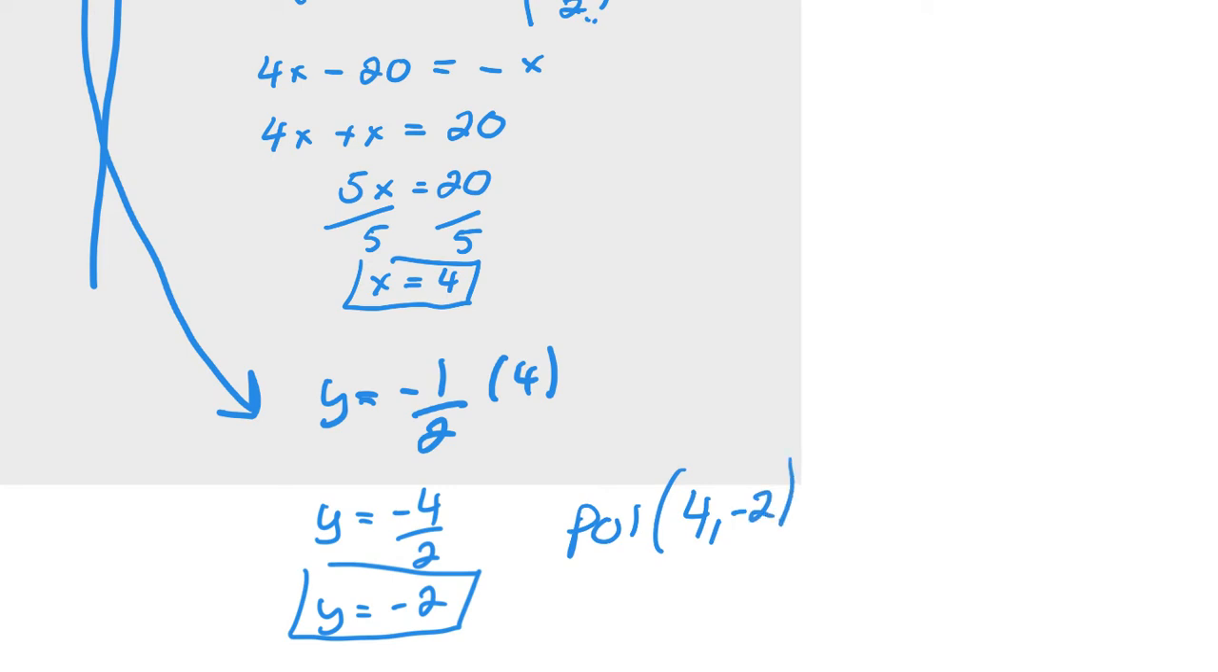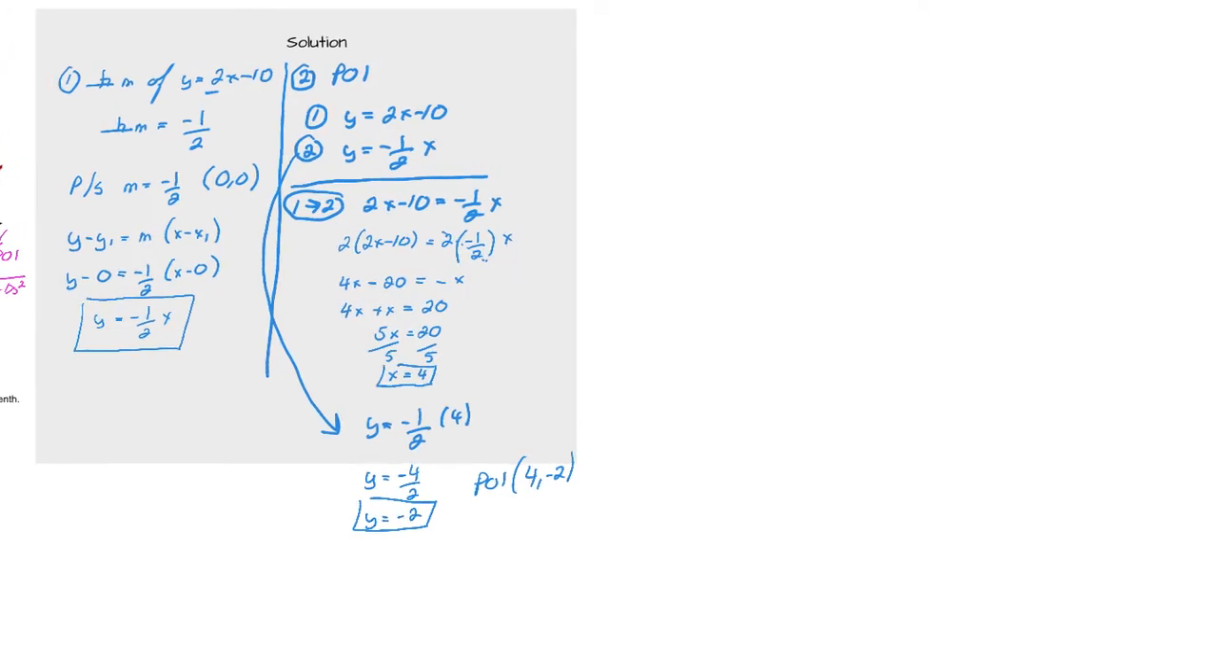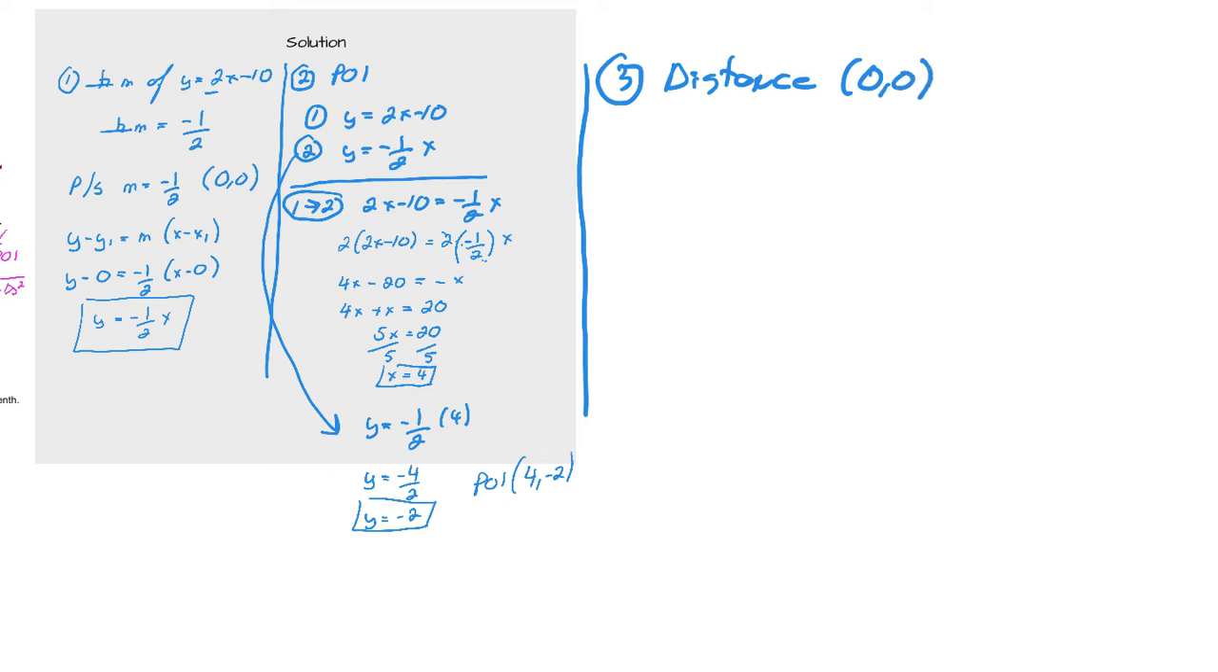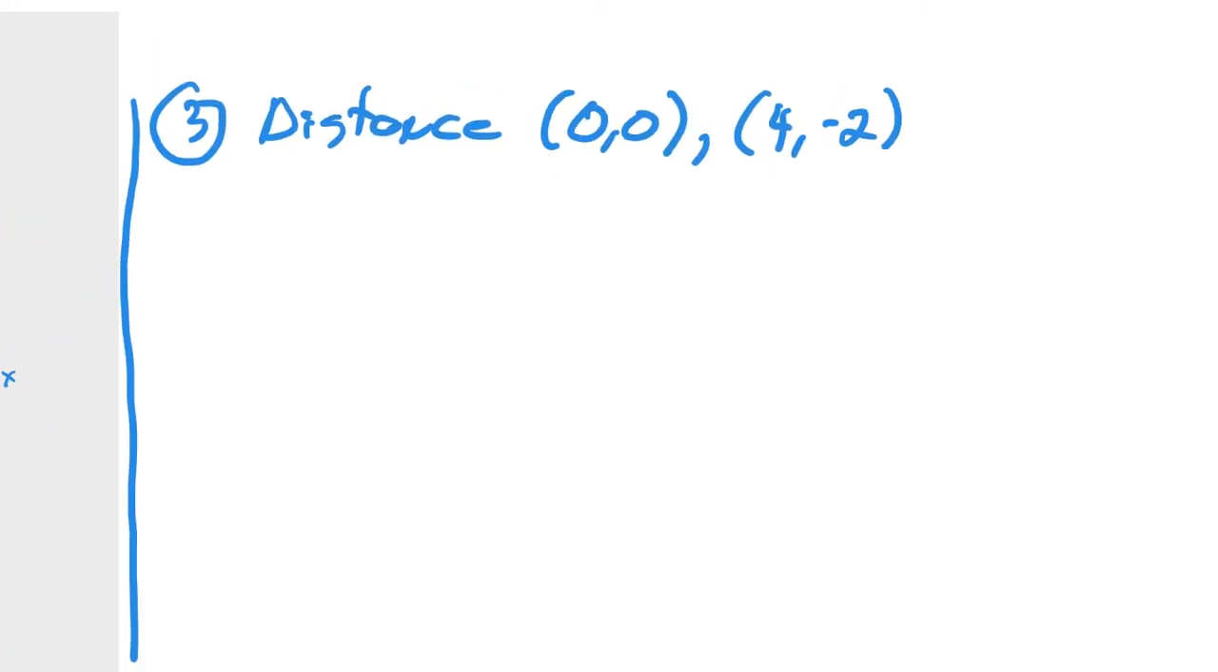I just have one thing left to do, and that is actually find the distance. So one more column, third item, distance. To use the distance formula, you need 2 points. We're starting from the origin, so the first point is 0, 0, and the second point or coordinate is 4, -2. So now I write my distance formula or length formula.